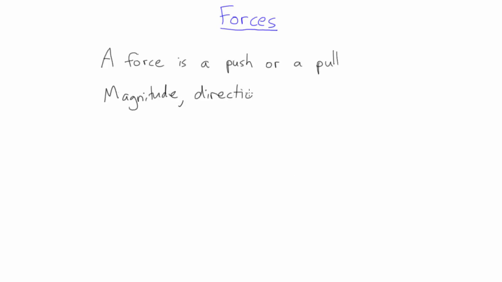We spoke previously about Newton's first law, that objects move at a constant velocity with zero acceleration unless acted upon by a force. But what is a force? A force is a push or a pull. It has a strength and a direction. A quantity with a magnitude and direction is called a vector. We'll talk more about vectors in a few videos.